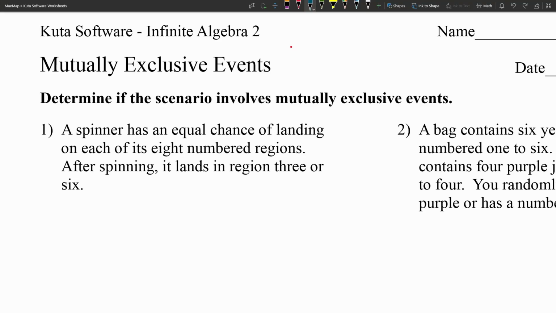Everyone! In today's video, we're going to go over the KutaSoftware Infinite Algebra 2 free worksheet on mutually exclusive events.